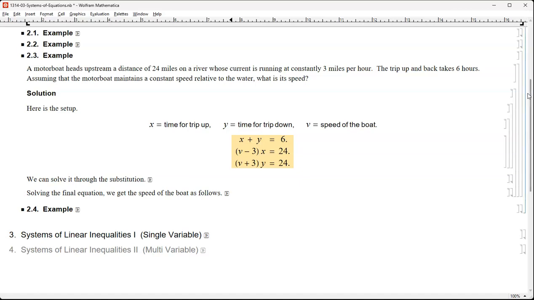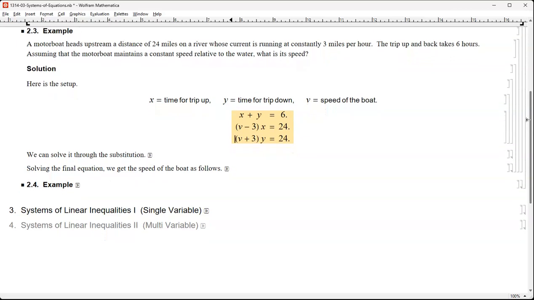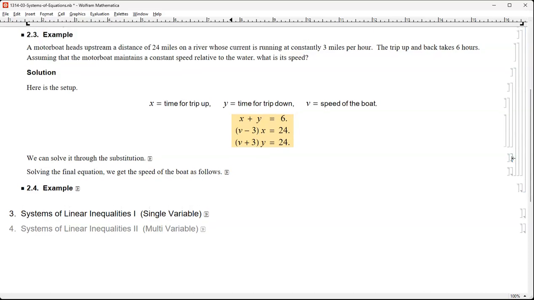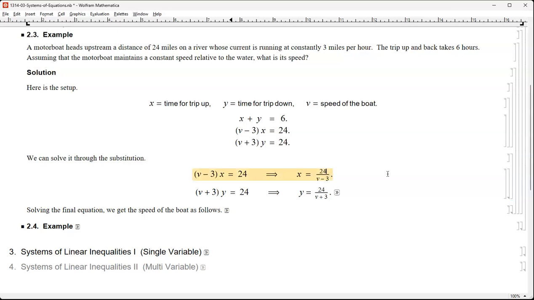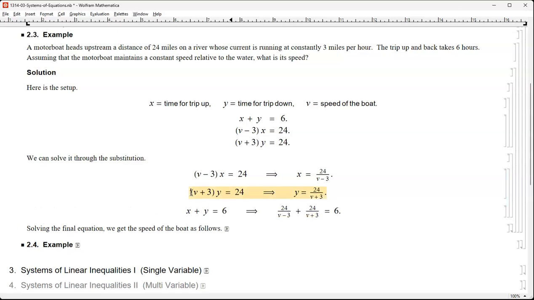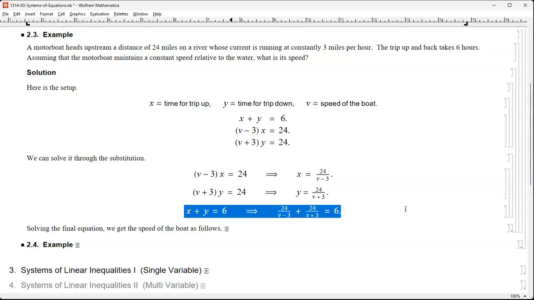We cannot use elimination because this is not a system of linear equations. Let's use substitution. And we are looking for v, so solving for v in the end is the best. So x is 24 over v minus 3, y is 24 over v plus 3, if you solve. And then substitute those in, you get, well, this: 24 over v minus 3 plus 24 over v plus 3 equals 6.